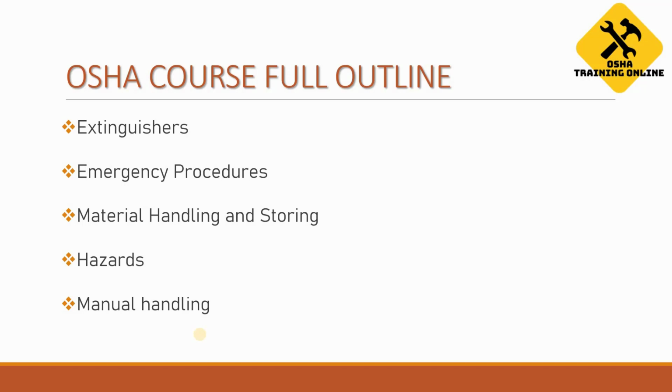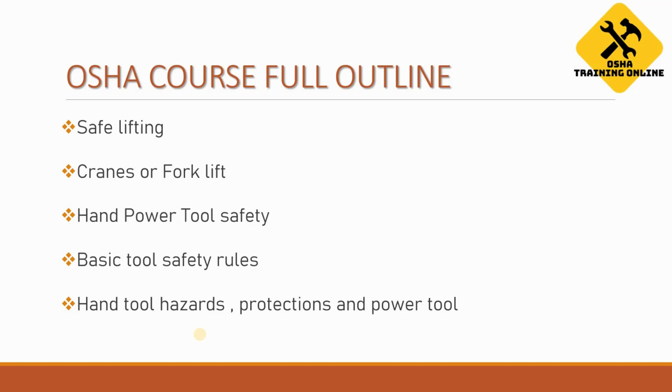There are specific rules for undergoing this process. After it, we will get to know about different hazards associated with material handling and storing. We will cover those in detail in this chapter. Then we will study in depth the manual handling process, how to do it, what some of the precautions are, and what some of the hazards associated with manual handling are.